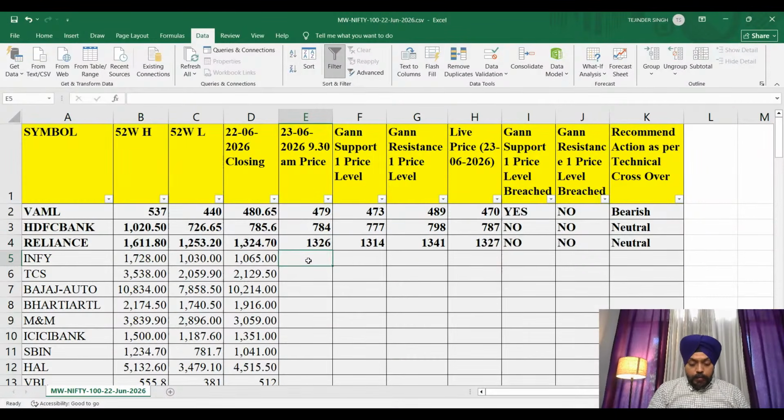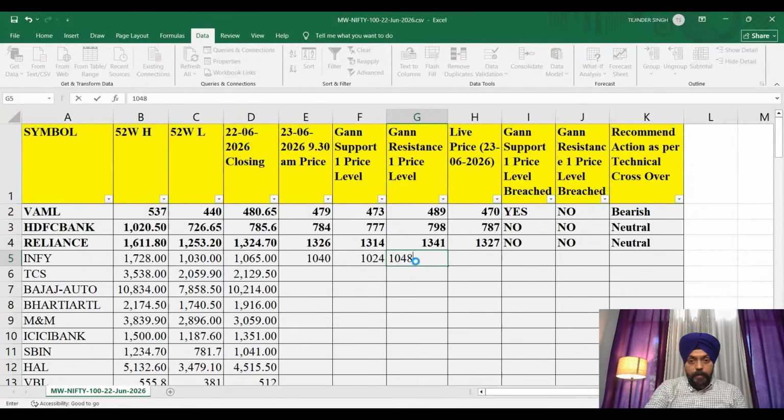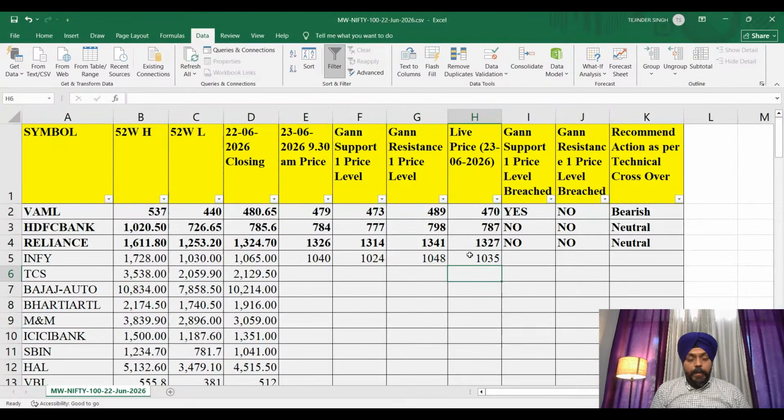So Infosys was trading at 1040 at 9:30, and this Gann support one price level is 1024, and the resistance is on the higher side. By now it must be clear to you that support is on the downside and resistance is on the higher side. So resistance one comes to 1048. Now what is the live price right now? I just checked, it was 1035. So what does your analysis say?